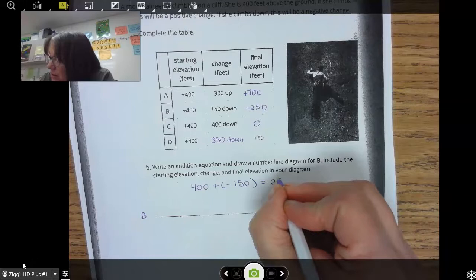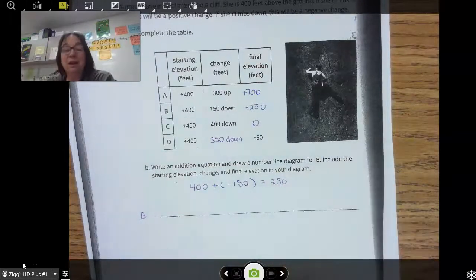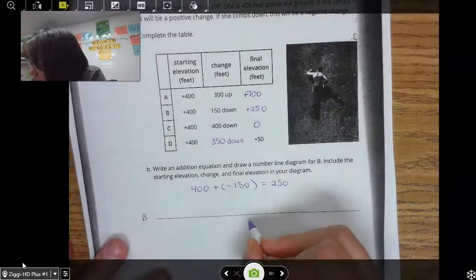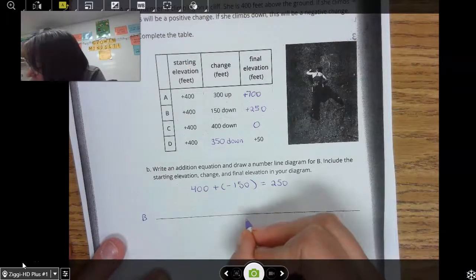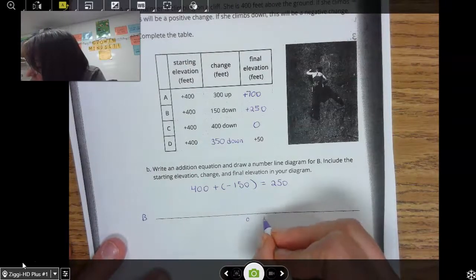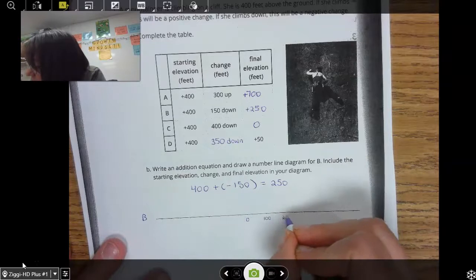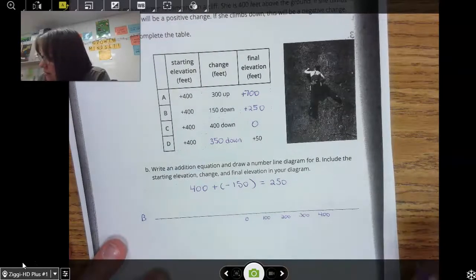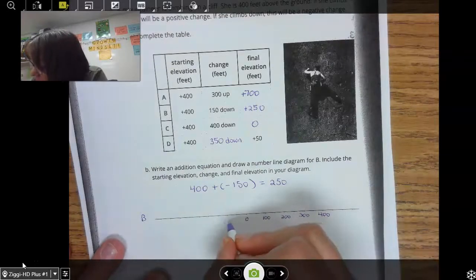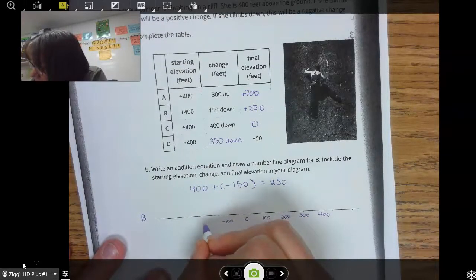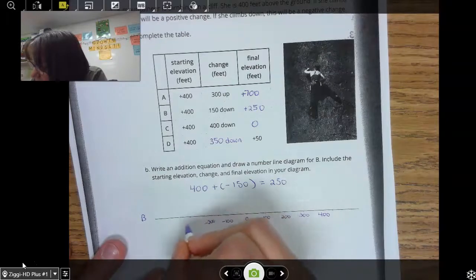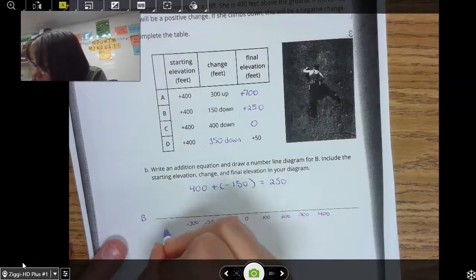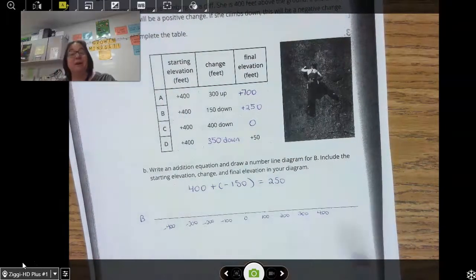Well, at 250 feet. So on my number line, I'm going to start at 0, and I'm going to count by 50s. So I have 100, 200, 300, and 400. And then over here, I would have negative 100, negative 200, negative 300, negative 400. Okay, it just keeps it even on my number line.